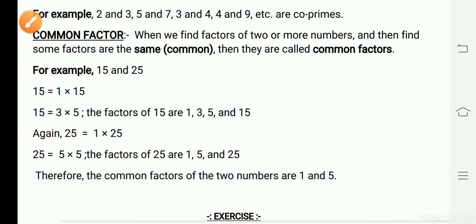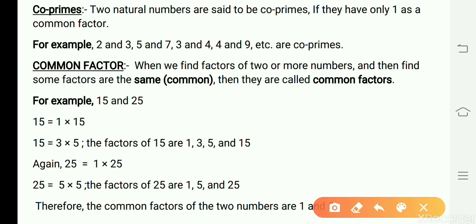Next is common factor. When we find factors of two or more numbers and some factors are the same, then they are called common factors.